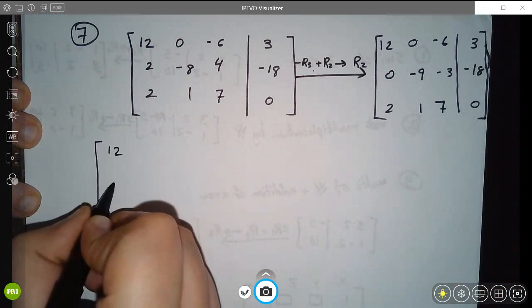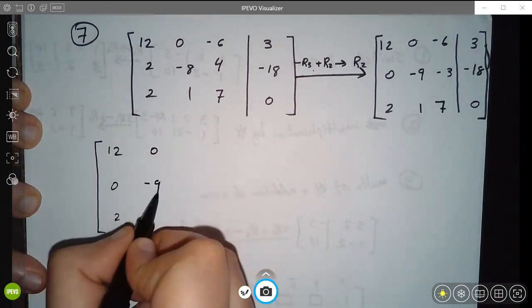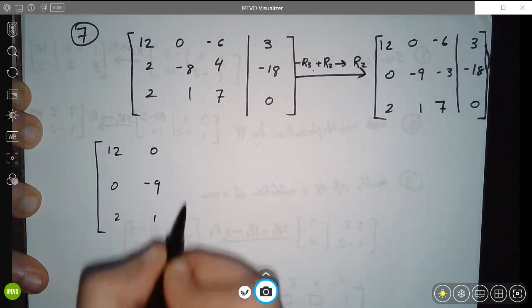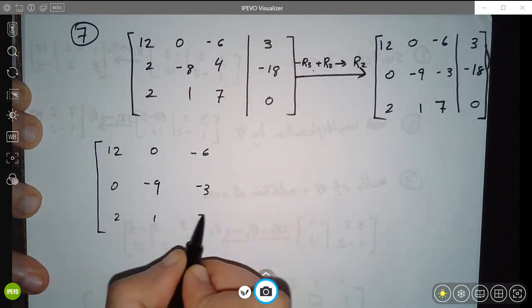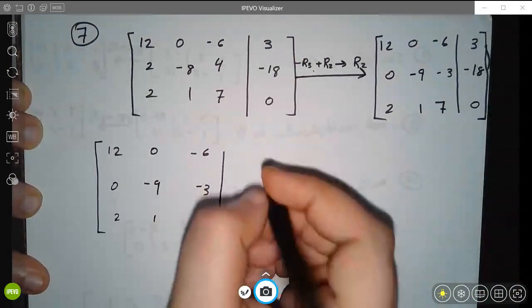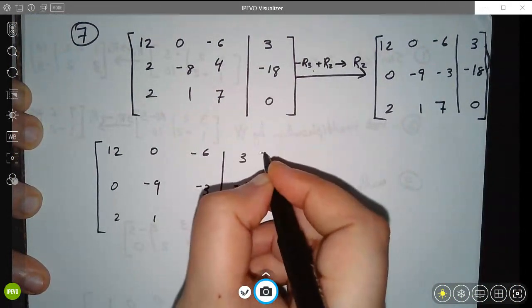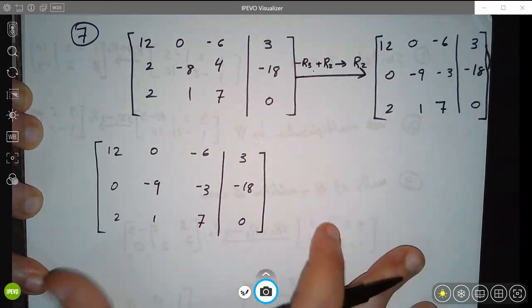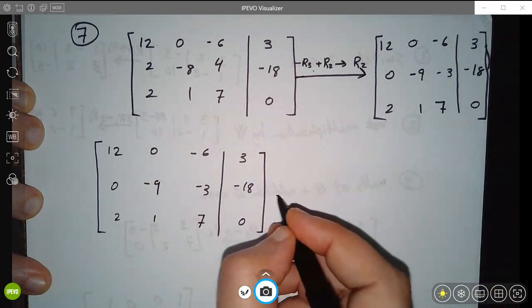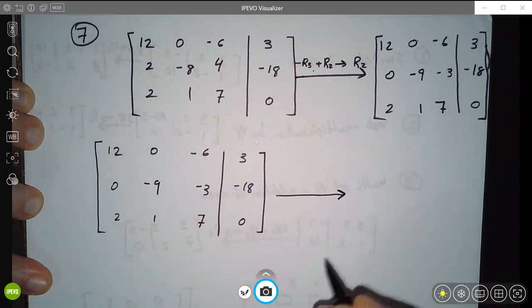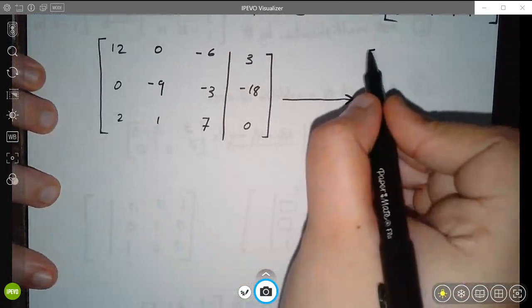So we have 12, 0, 2, 0, negative 9, 1, 6, negative 3, and 7. Number line, 3, negative 18, and 0. Here's my matrix. Done. Okay. Arrow. Now let's play with it. There you go.